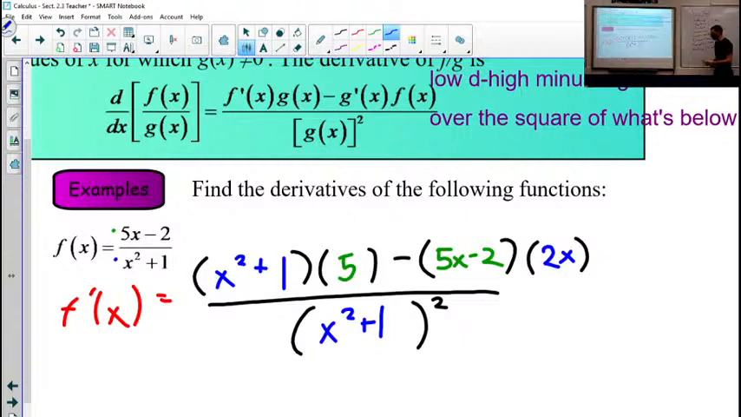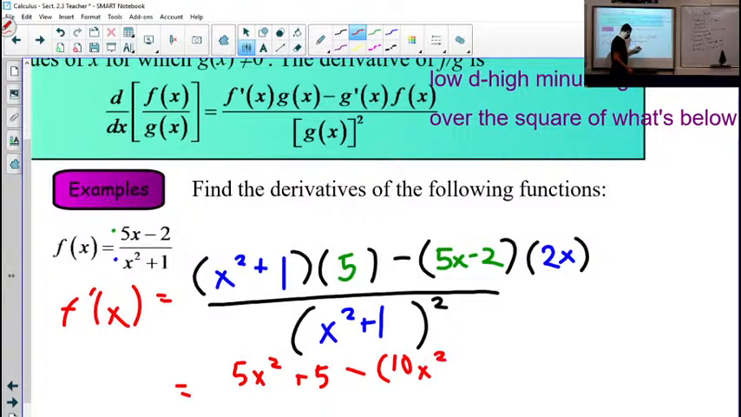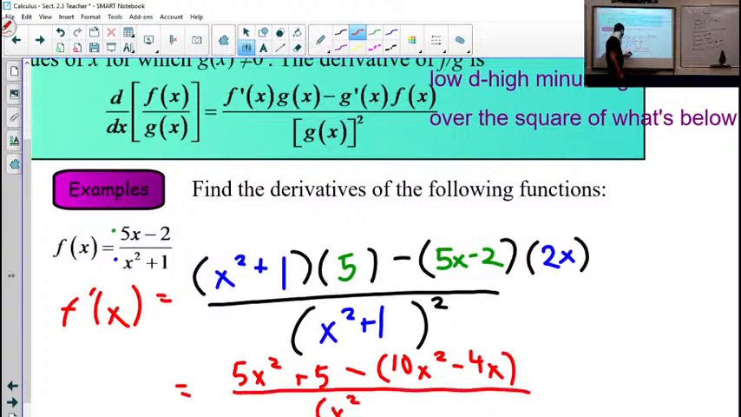Now again, I can simplify this. X squared plus 1 times 5, so I've got a 5x squared plus 5, minus 2x times 5x is 10x squared, minus 2 times 2x is 4x. Most of the time it's not worth squaring out the stuff on the bottom.